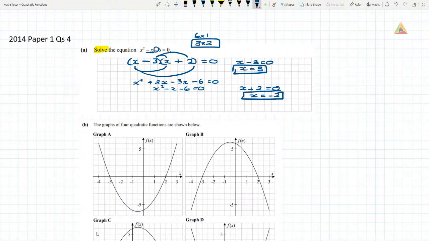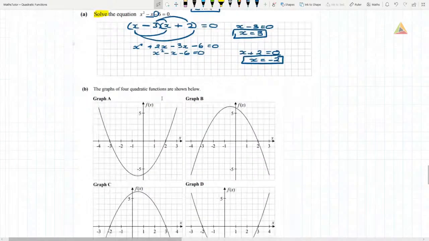And that's the answer for solving this equation. So I'm going to get the answers of x equals 3 and x equals minus 2. They're called the roots of the equation. So we came across that in week 3, that they're the roots of the equation, and the roots of the equation are where it crosses the x-axis.